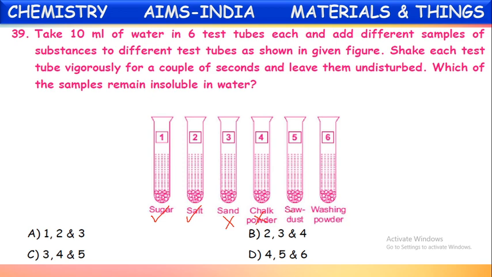Next, if you see sawdust, sawdust also will not be dissolved and it will float on the water. Actually, this is the first picture they're showing, but sawdust is lighter than water, so it floats on the water. It comes to the upper layer of the water, but it won't be dissolved. Now, washing powder will dissolve in water when you shake vigorously. Now, the substances which are insoluble in water are sand, chalk powder, and sawdust. These three will not be dissolved in water even after shaking vigorously. So, what will be the correct answer? Yes, 3, 4, and 5.